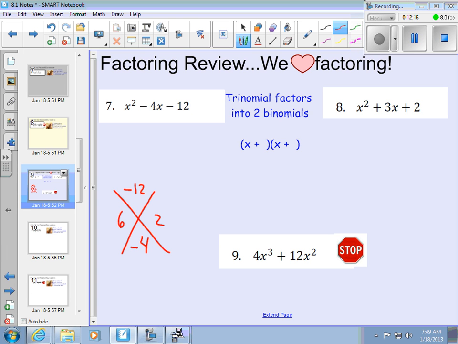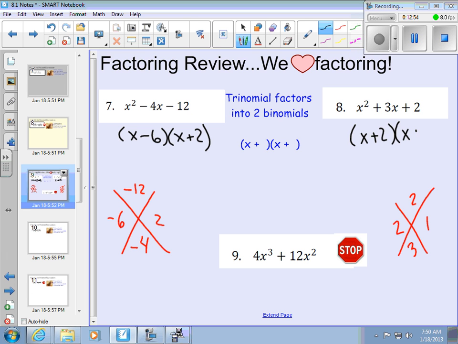6 times 2 is 12. And I think we want negative 6 in order to add to negative 4. So factoring that out, we would have x minus 6 times the quantity x plus 2. Okay. Let's try another one here. Number 8. Again, we were trying to think of what numbers are going to multiply to 2, add to 3. Well, the only thing that multiplies to 2, I'm sorry, is 2 times 1. So this one would factor into the quantity x plus 2 times x plus 1.